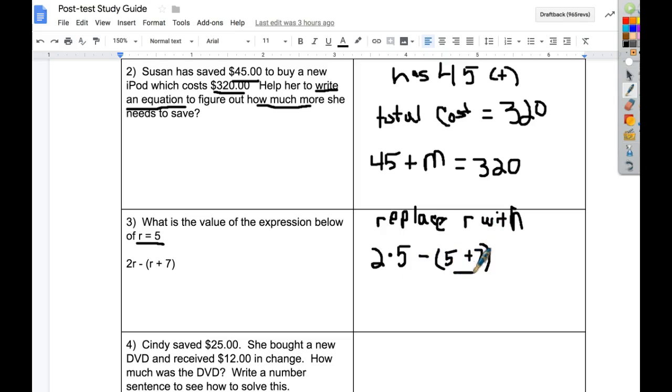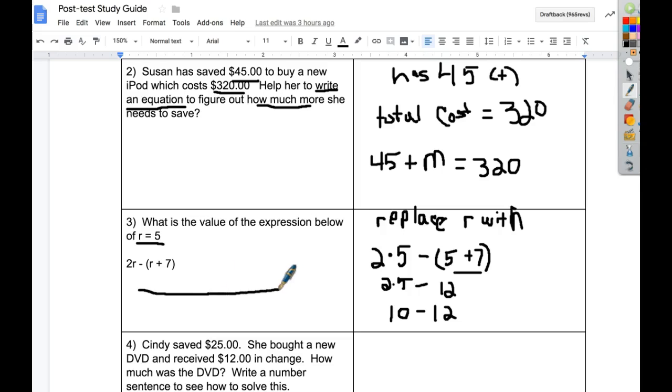Now, I have groupings here. I need to do that first. So I'm going to bring down 2 times 5, subtract, well, 5 plus 7 is 12. 2 times 5 is 10. 10 subtract 12.